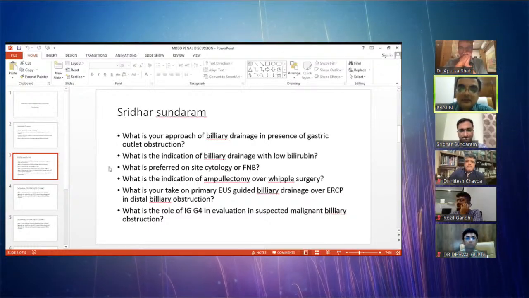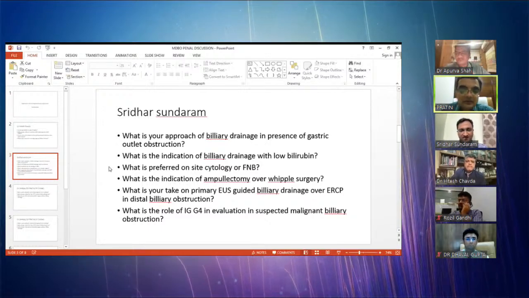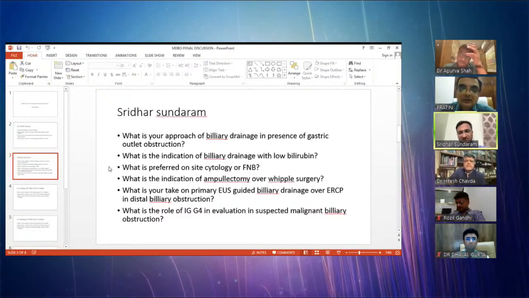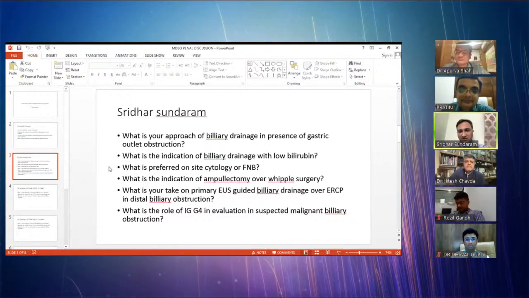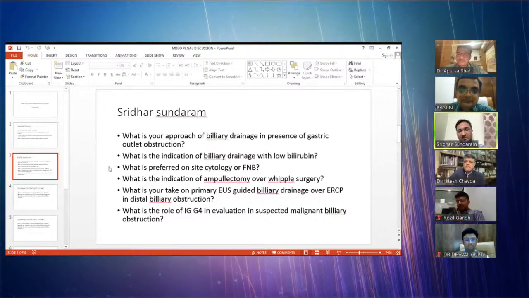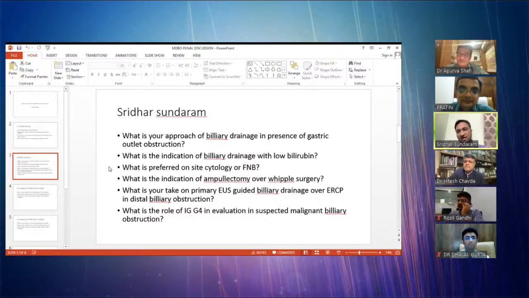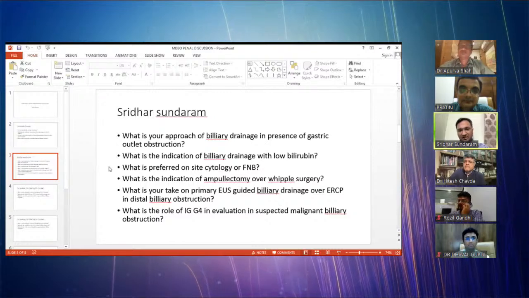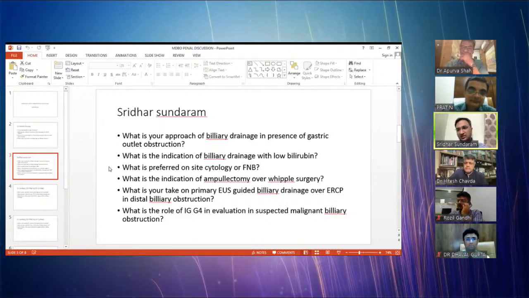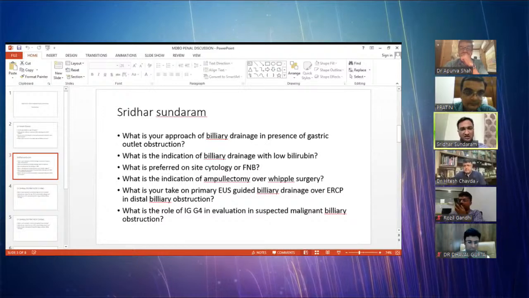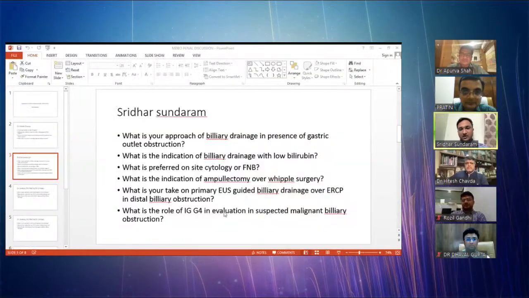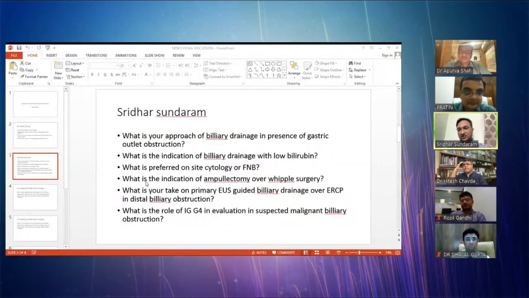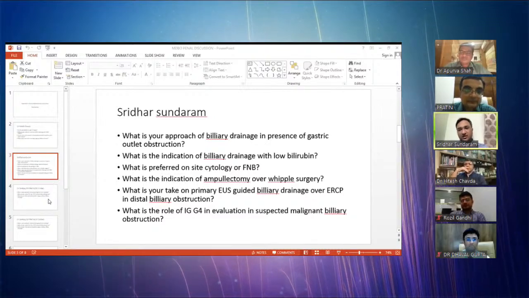What is your take on primary EUS guided biliary drainage over ERCP? There is some amount of data that has come up on this. A recent meta-analysis was also published with 6 trials, which said that EUS requires fewer re-interventions with similar technical success and clinical success. But considering the expertise available, I would suggest that ERCP still remains the primary choice over going ahead with EUS-BD. Unless, of course, your center has been doing a lot of EUS-BDs.